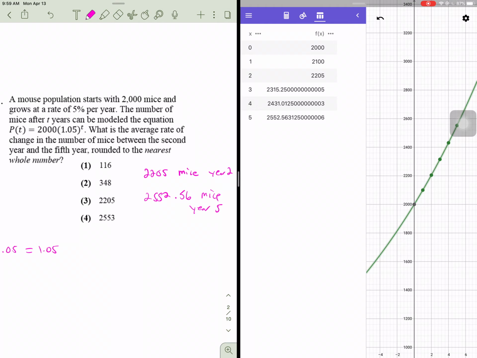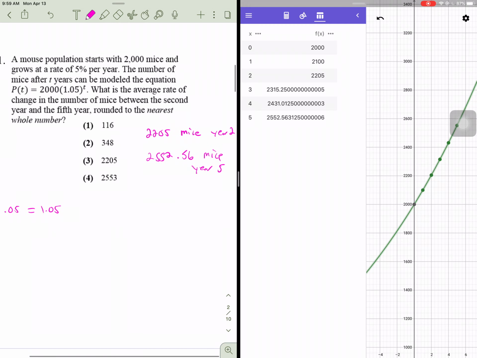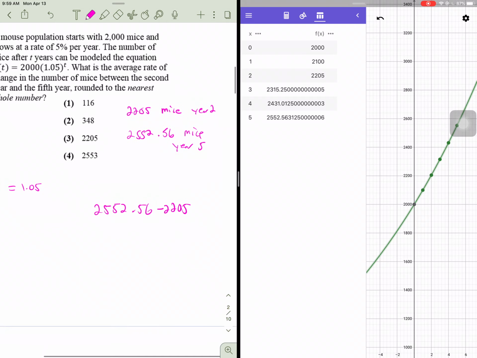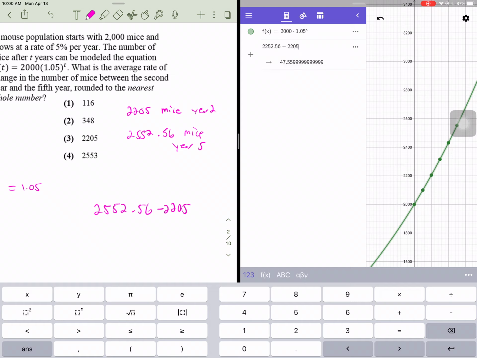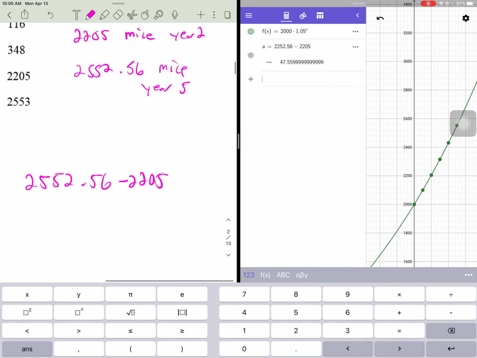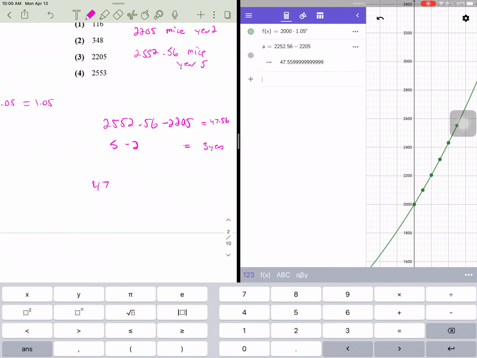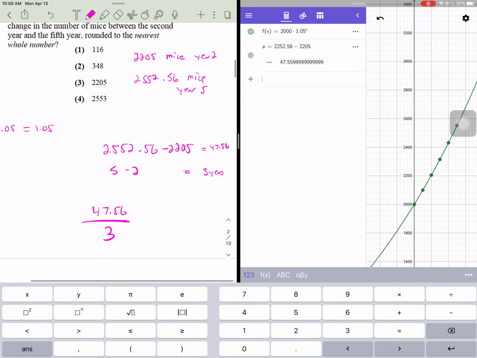So how much does it go up on average? Well, let's see. It goes up 2,552.56 minus 2,205. That's how much it goes up. So it goes up by about 47.56 mice in, well, let's see, year 5 and year 2, that's in 3 years. So how much does it go up on average? 47.56 divided by 3.